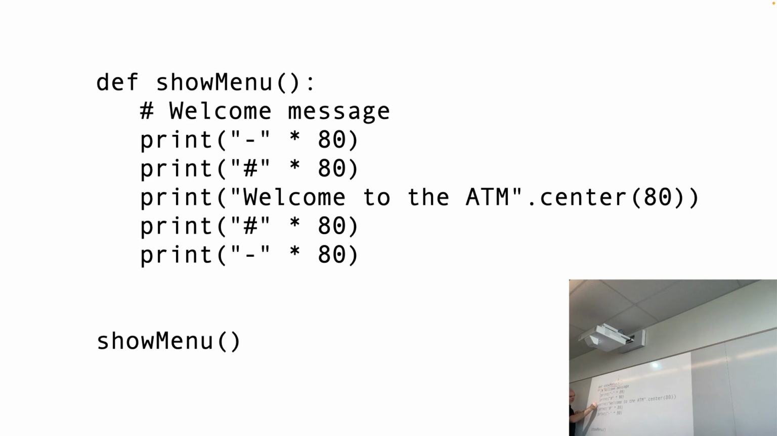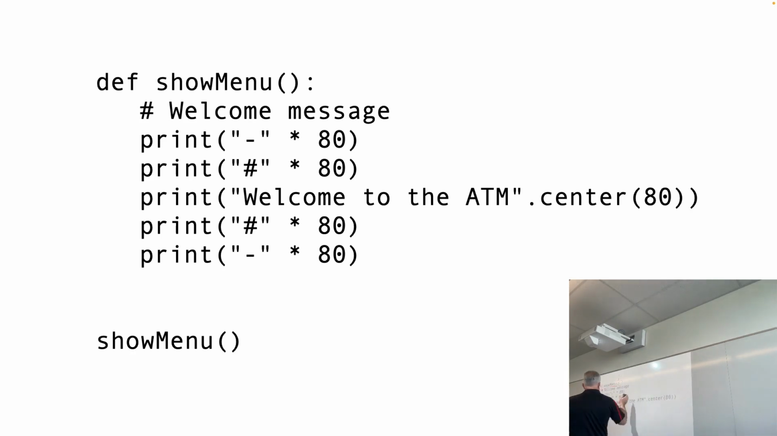And then everything inside that function, that whole code block, everything that's part of that function is indented. And then when we call the function, we just use the function name, and we must include the parentheses. When we want it to show menu, we say show menu and then parentheses.